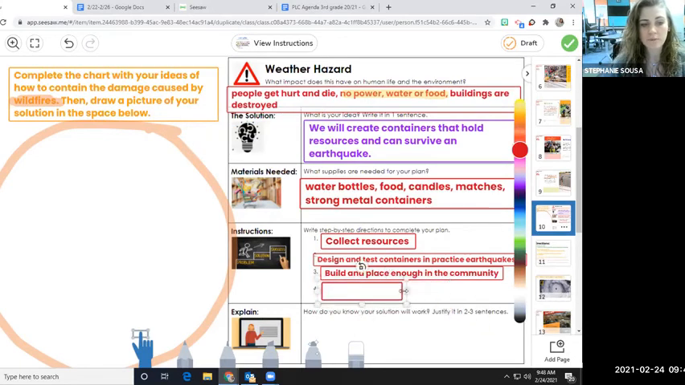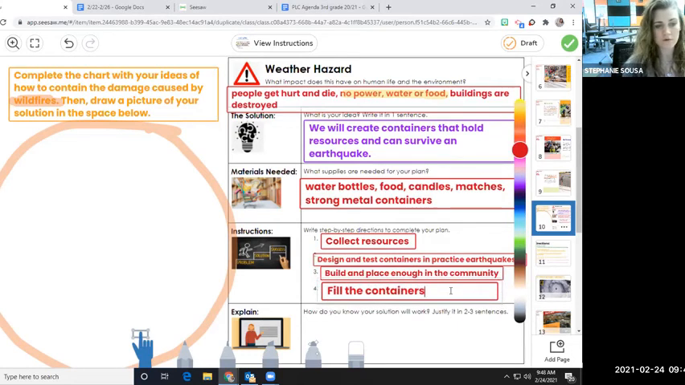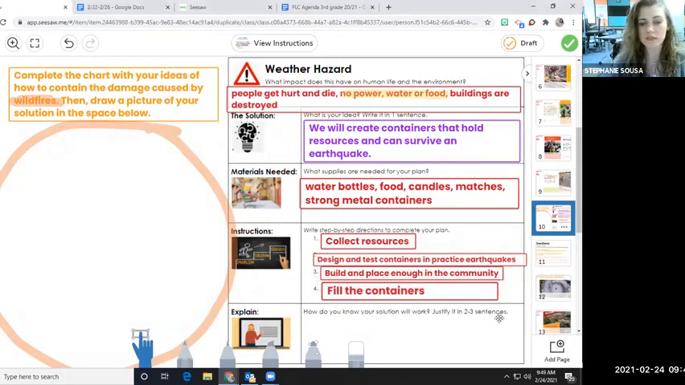Our final step would be to fill the containers. Once we've got them placed in the neighborhoods and in the communities, we've got to fill them with the resources that are needed.